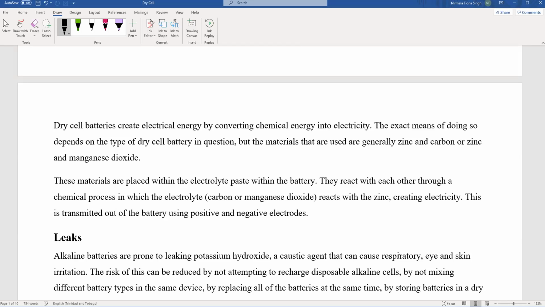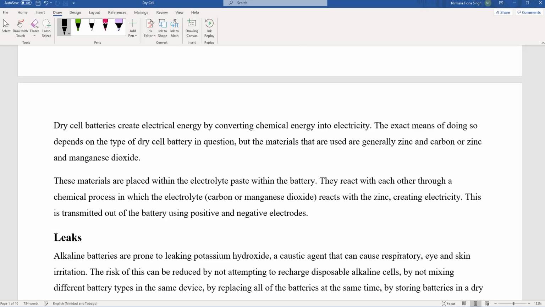The exact means of doing so depends on the type of battery cell, the type of dry cell battery in question, but the materials used are generally zinc, carbon, or zinc and manganese dioxide. Most of your dry cells are like this.